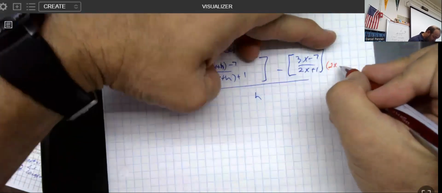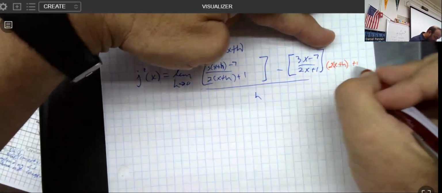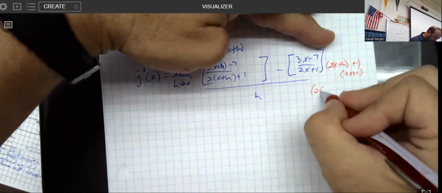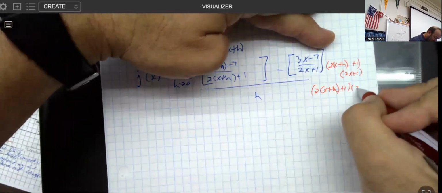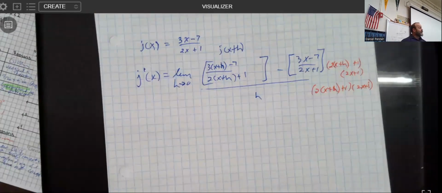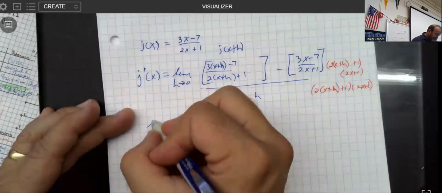All right, so what I'm going to do is multiply the numerator by both a 2x plus 2h plus 1. And I'm also going to multiply by a 2x plus 1. I'm going to do that to the top and the bottom, because we have to be fair. Now, again, this looks horrifying, but the good news is it actually comes out fairly decent.